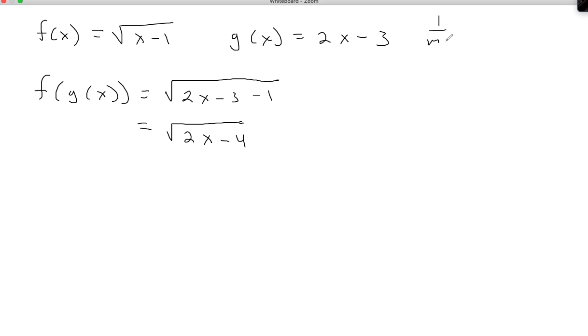So for domain, there's a couple of pretty common things that we see. We see 1 over math, and then we see square root math. So we have domain problems that involve division, and we have domain problems that involve roots. There's other things too, but I think these are the ones that pop up right around here, so I'll just talk about both of them.